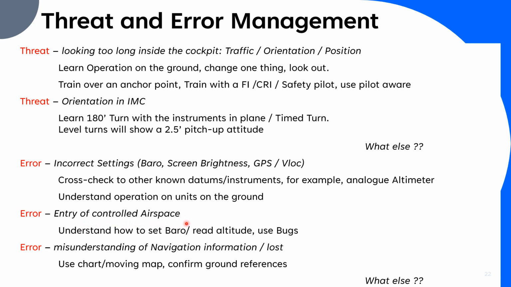Entry of controlled airspace, again, could be caused easily by having the wrong baro, particularly if you're getting up towards flight levels. So learn how to read the altitude, but make use of the bugs so that you don't go flying into something at 5,000 feet. You can set a bug at maybe 4,500 feet, give yourself that margin of error, and allow the system to warn you when you go 200 feet out.